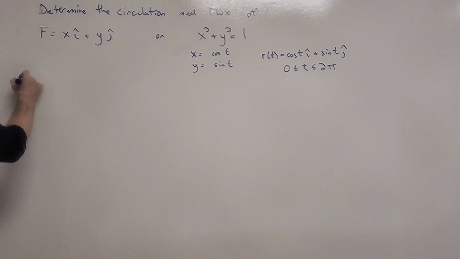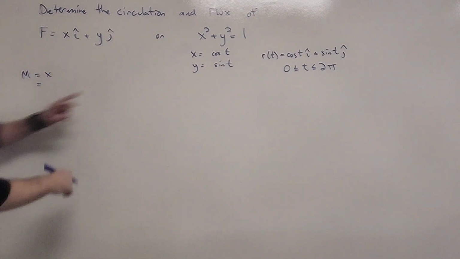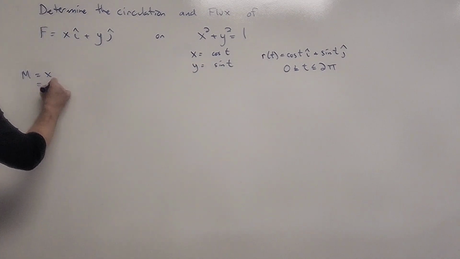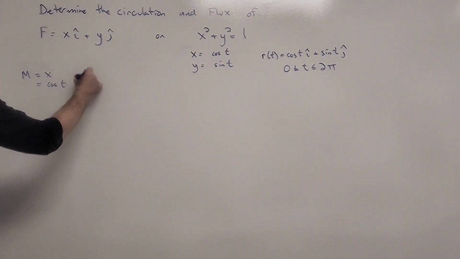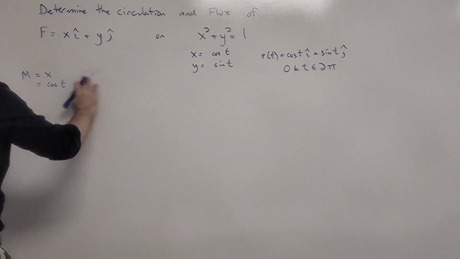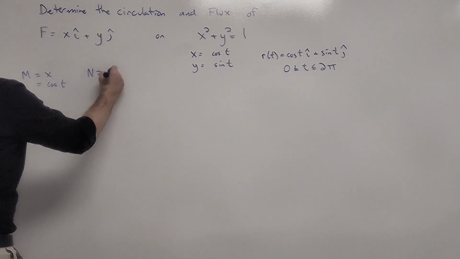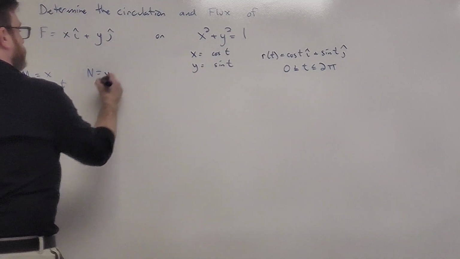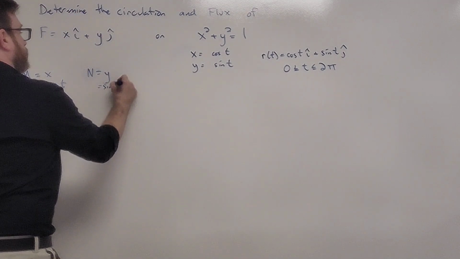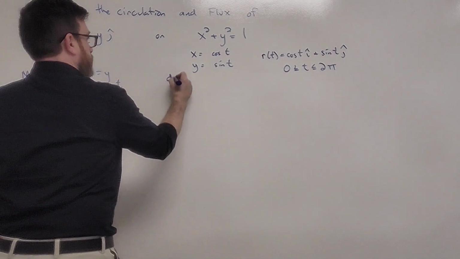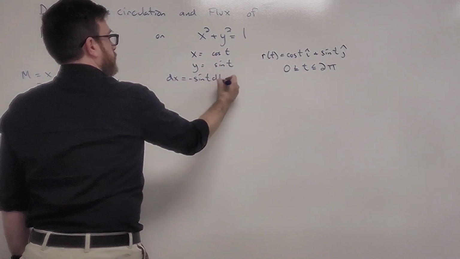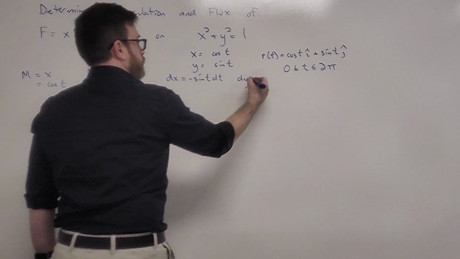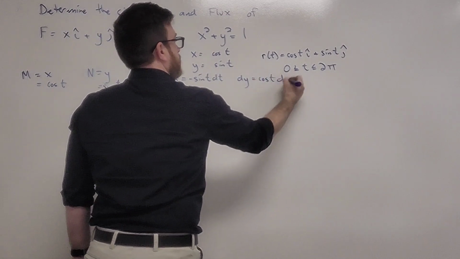So we go back through our M and N and your dx and dy. M is going to be equal to x, and x is the cosine function, so this is the cosine of t. N is going to be equal to y, and y is the sine of t. Now you're also going to need your dx and dy. For dx, the derivative of cosine is minus sine of t dt. And then your dy is the derivative of sine, which is cosine of t dt.